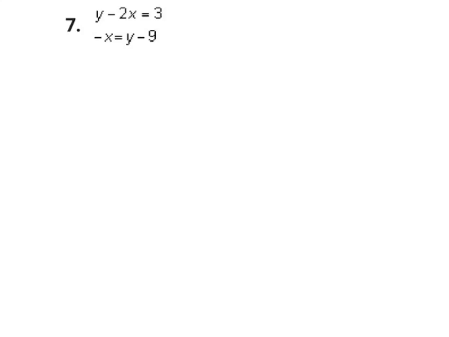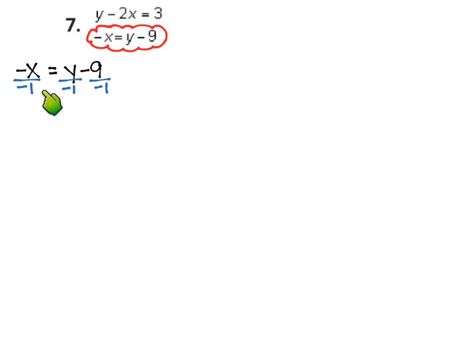All right. In this problem, similar to the other one, we don't have a variable solved for. We almost do. This one here has a negative x, but I need to solve for just x. So I'm going to take that equation, and I'm going to divide everything in that equation by negative 1. And by doing that, it's going to change this negative x into a positive x. So now we have solved for x.